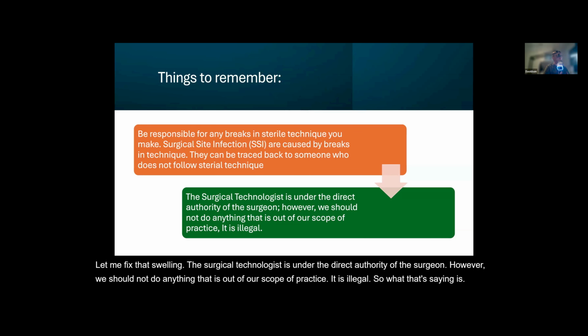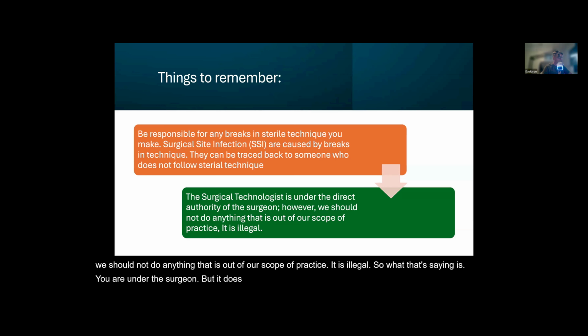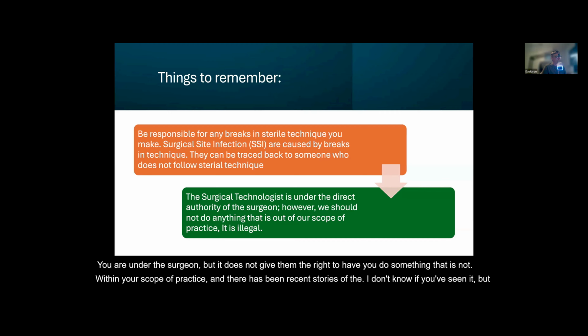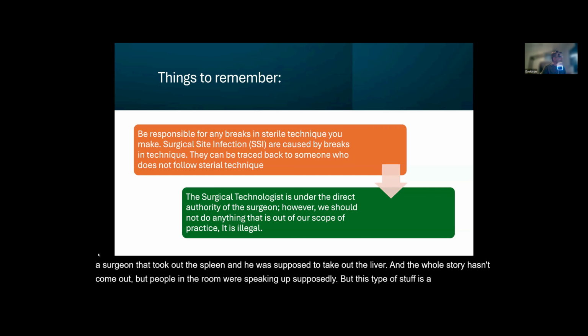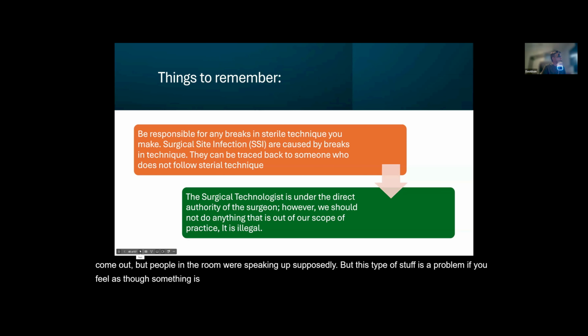So what that's saying is you are under the surgeon, but it does not give them the right to have you do something that is not within your scope of practice. And there have been recent stories, I don't know if you've seen it, of a surgeon that took out the spleen when he was supposed to take out the liver. The whole story hasn't come out, but people in the room were supposedly speaking up. This type of stuff is a problem. If you feel as though something is happening that shouldn't, you are to speak up as a surgical technologist, even if it is the surgeon.